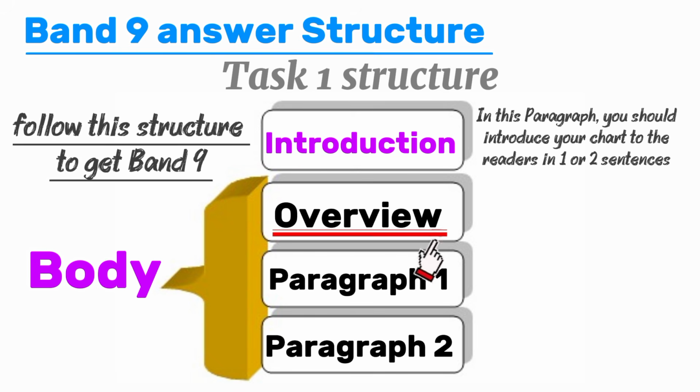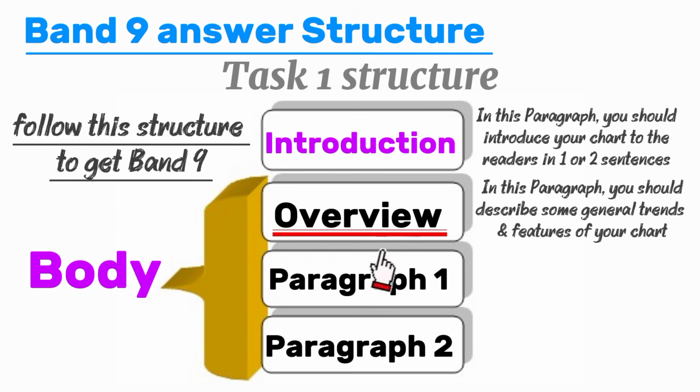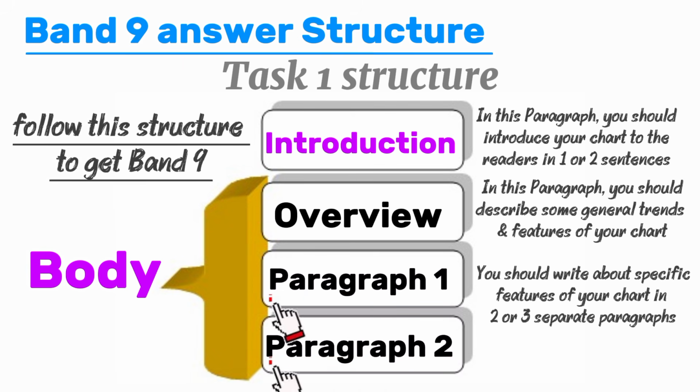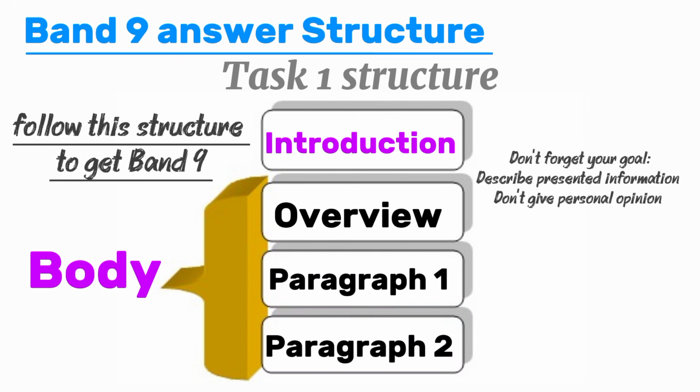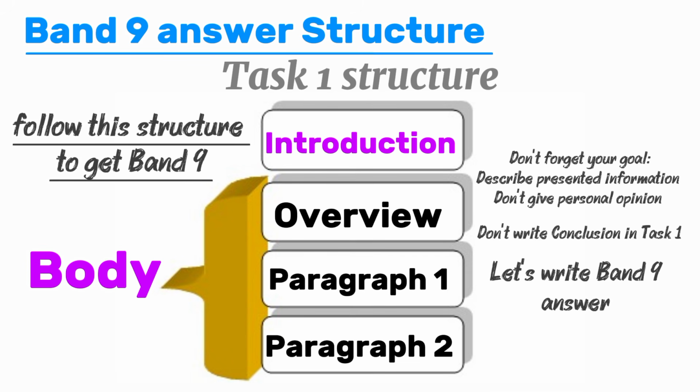Then you should write an overview paragraph. In this paragraph, you should describe some general trends and features of your chart. Next, you should write about specific features of your chart in 2 or 3 separate paragraphs. And don't forget that your goal in IELTS Writing Task 1 is to describe the presented information in a very clear way, not to give your personal opinion. So don't write a conclusion in Task 1. Now you know the answering strategy, so let's start writing our Band 9 answer.